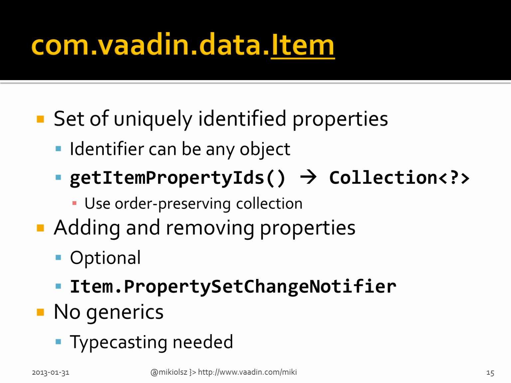The item interface allows you to optionally add and remove properties. So you can do that. You can throw an exception, of course, if you don't support that. And optionally, there are, of course, events for the property set change notifier. So whenever we add or remove a property, we should broadcast a property set change event. And there are no generics of properties at this point again, so all of that is lost.